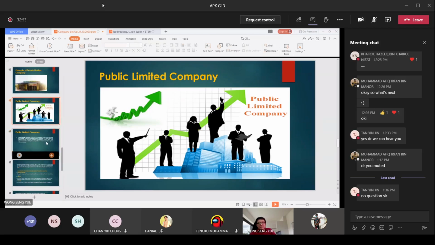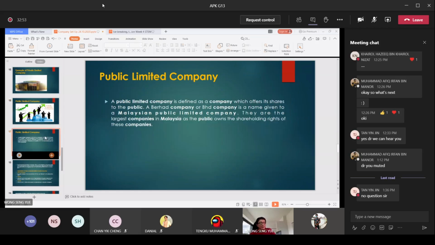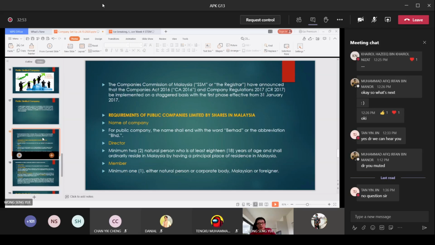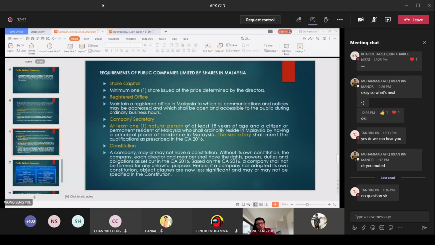Another is a public limited company, like a Berhad. For example, TM, Telekom, all these are Berhad. Mostly we have at least two natural persons as directors, aged at least 18 years and above. They should be Malaysian, and the minimum is one member, but this member could be a Malaysian or a foreigner, while the director must be a Malaysian or a PR.